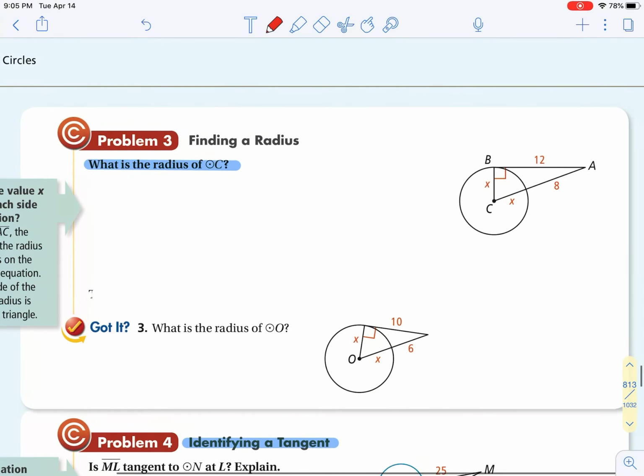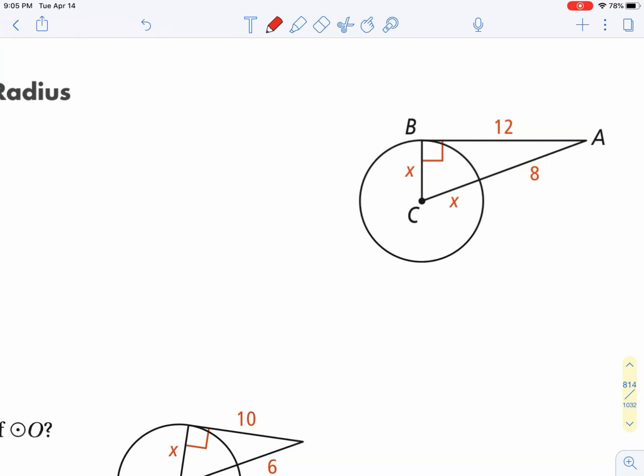But check it out. So here we go. We're going to use this in the problem. Knowing that this is a perpendicular line or a right angle, we know that this is our tangent. And so we're asked to find the value of x. So what does that look like?